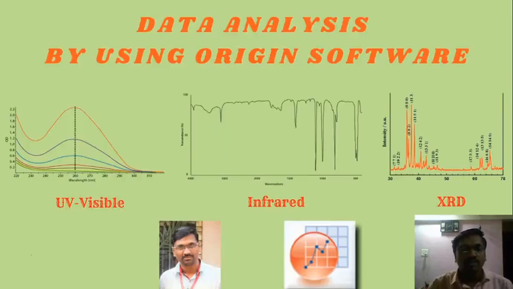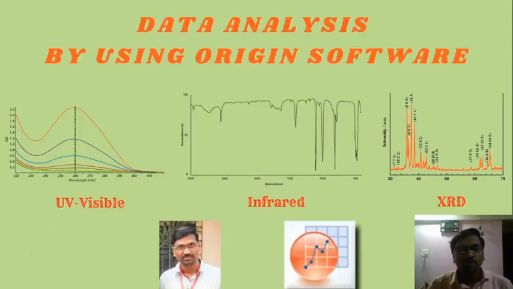Nowadays, operators of the instrument do not give us a spectra. They provide us txt files or ASCII files. So you must have the knowledge to draw a graph or spectras from that txt file. It is possible by using this Origin software.